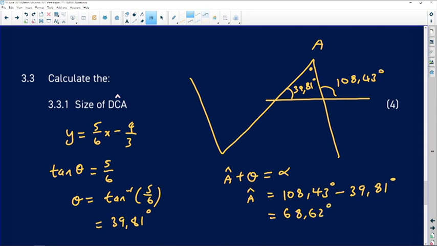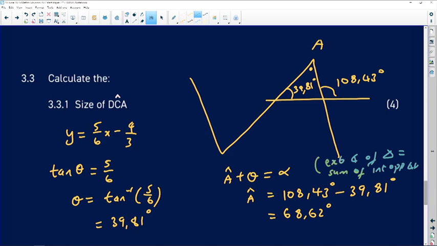Now you need to provide the reason why you would make this claim that alpha and theta have to be subtracted for you to find angle A. This is because the exterior angle of a triangle equals the sum of the interior opposite angles. Okay, very important. So that's why we're using that relationship to find the value of angle A.